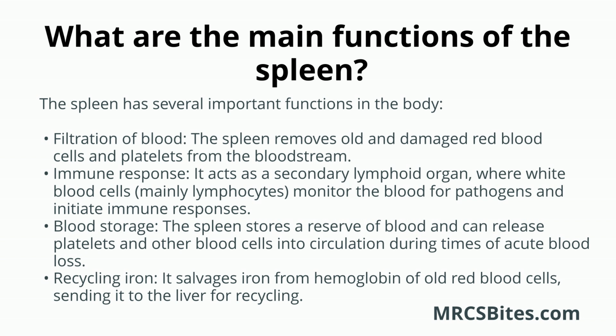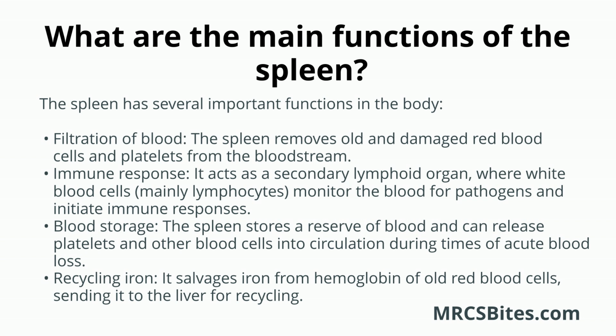What are the main functions of the spleen? The spleen has several important functions in the body. Filtration of blood. The spleen removes old and damaged red blood cells and platelets from the bloodstream. Immune response. It acts as a secondary lymphoid organ, where white blood cells, mainly lymphocytes, monitor the blood for pathogens and initiate immune responses.